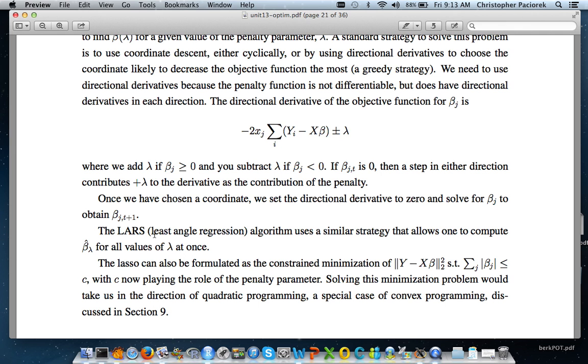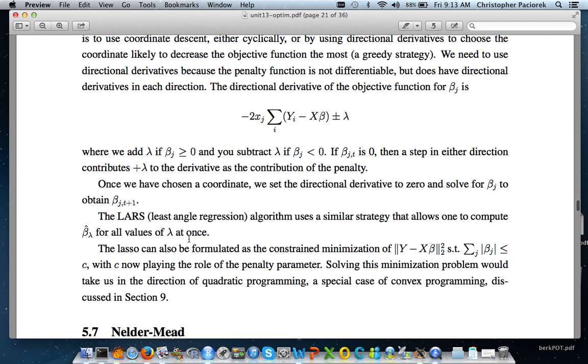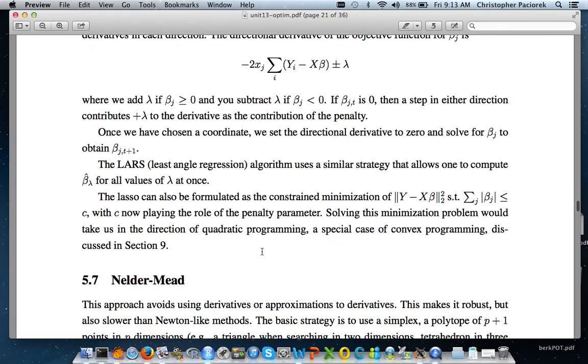So if you hear about least angle regression, that's basically a variation on this. When you're doing the Lasso, you have to choose a value of lambda as to how much penalization to do. And this LARS algorithm actually is quite clever. It allows you to basically compute the best values of beta, the beta hats, for every single possible value of lambda. Okay.